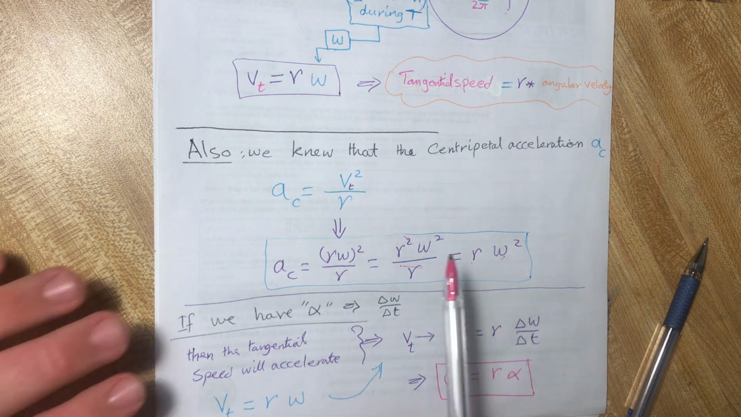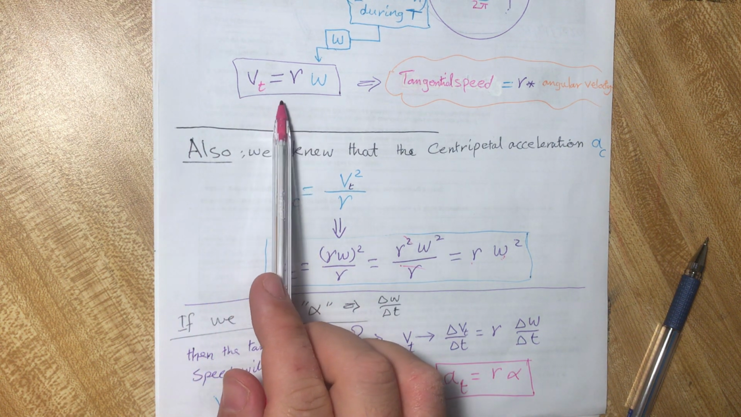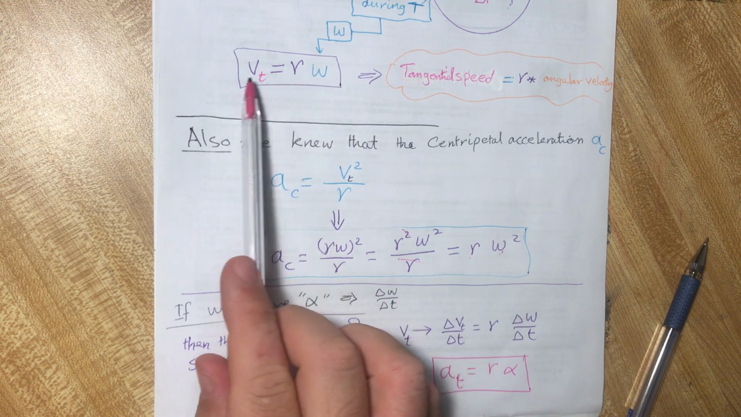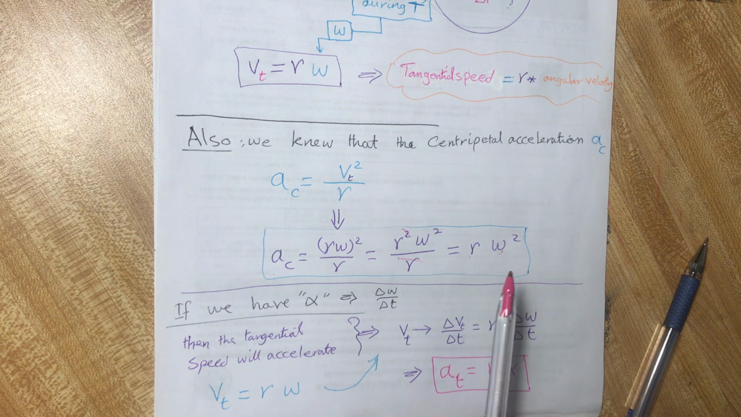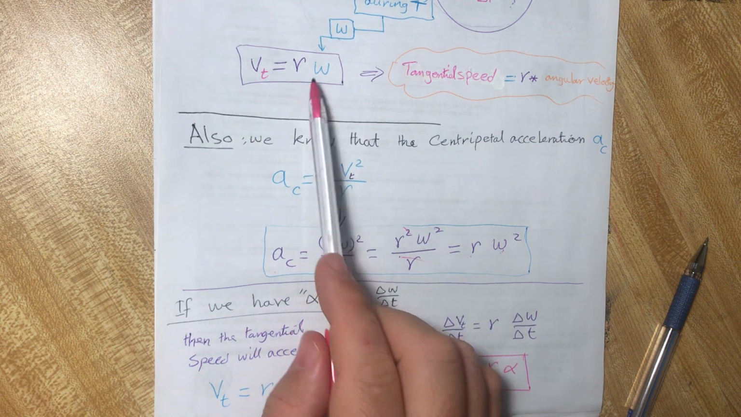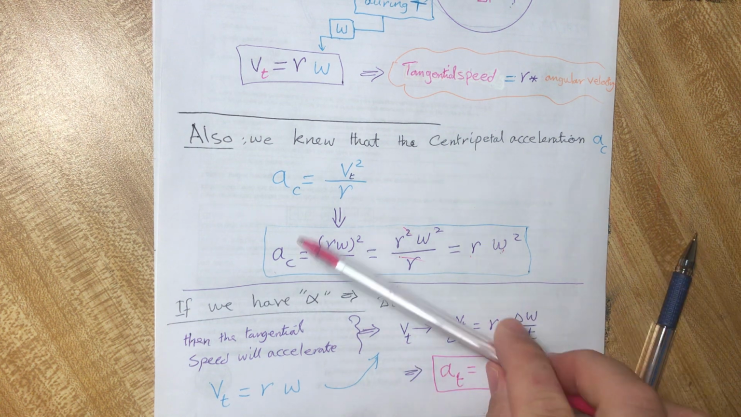We have a connection between the tangential speed, which is a linear speed, and the angular speed. The connecting term between them is r. Also, the connection between the centripetal acceleration and omega squared is also r. Also, what if we have alpha? Alpha means the change in omega with respect to time. What if omega is not constant? What if we have angular acceleration, alpha?